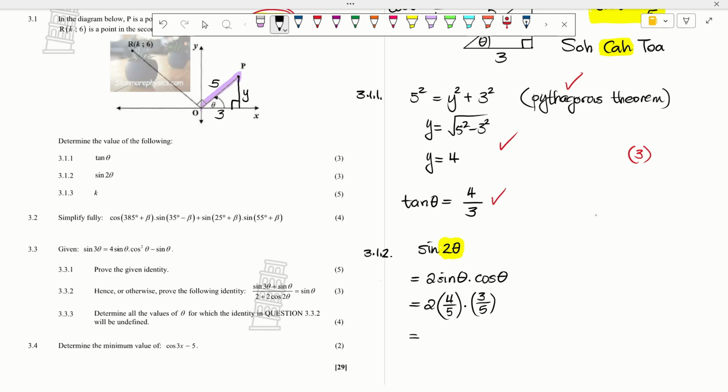Anyone with a calculator nearby? 4. 24. Okay, thank you. 24 over 5 multiplied by 5. I think that one is 25. So this is the final answer, 24 over 25.